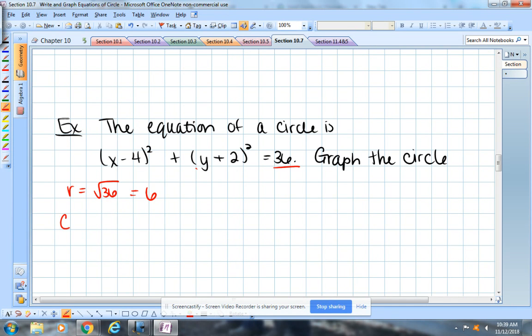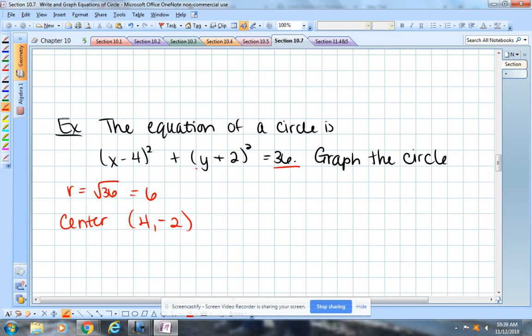Now for the center, do y'all remember how I would get that? Yep. So your x value will be in there with the x and the y value is in there with the y, but you change their signs. So it says minus 4, so my center will be at positive 4. And it says plus 2, so my center will be at negative 2. So any questions about how I got my radius and my center from the equation?